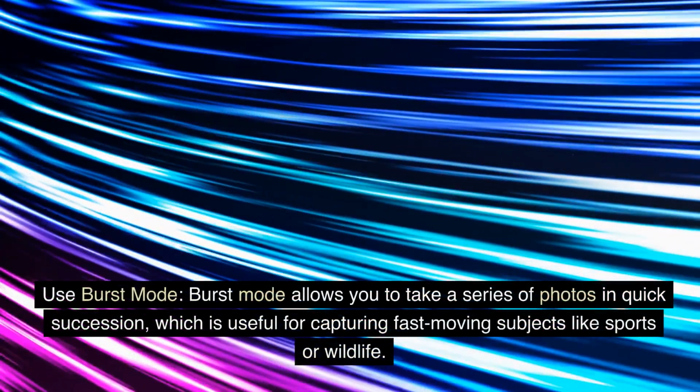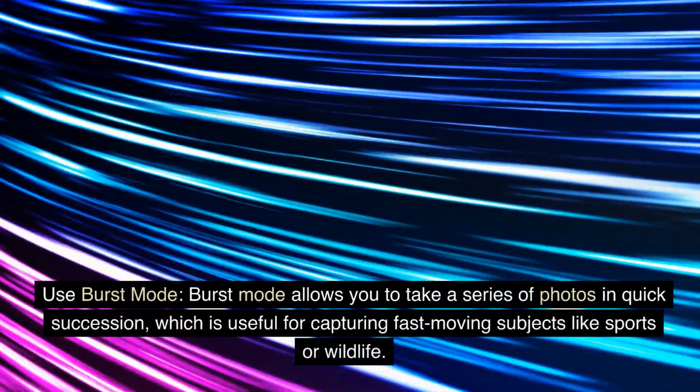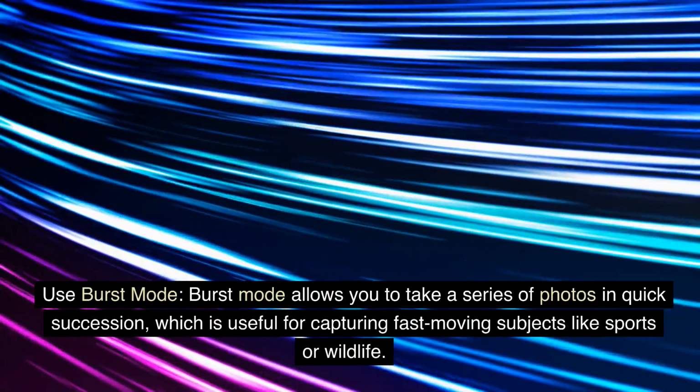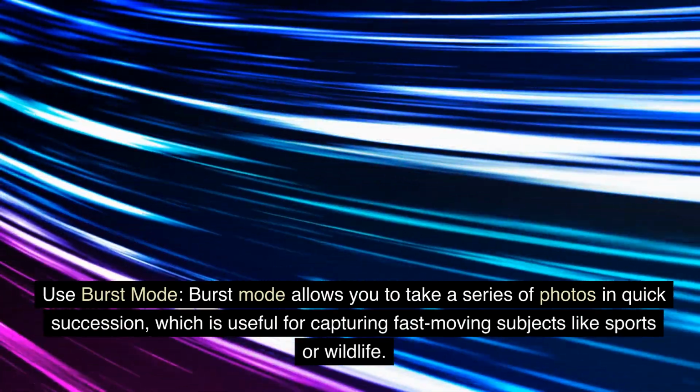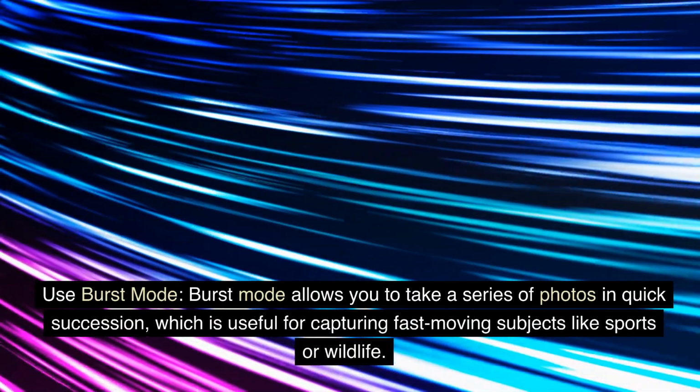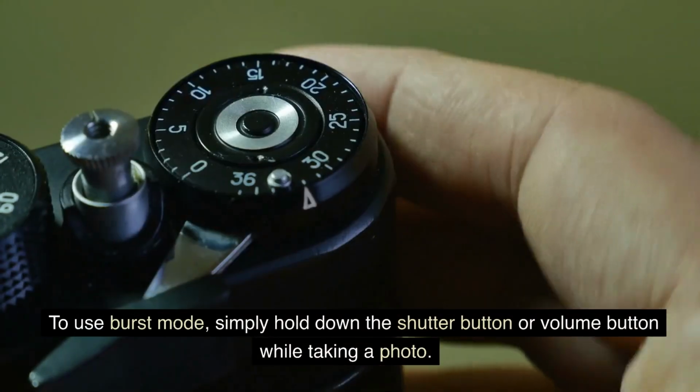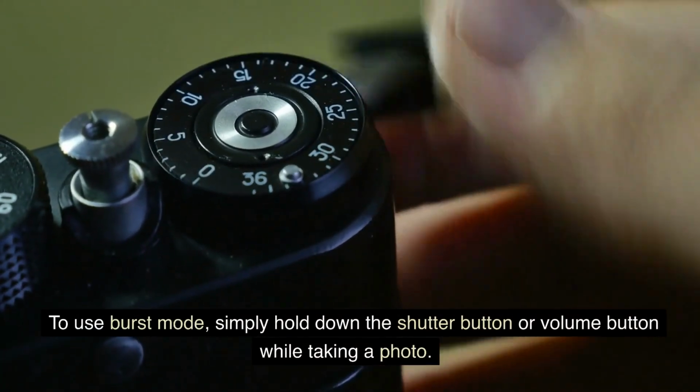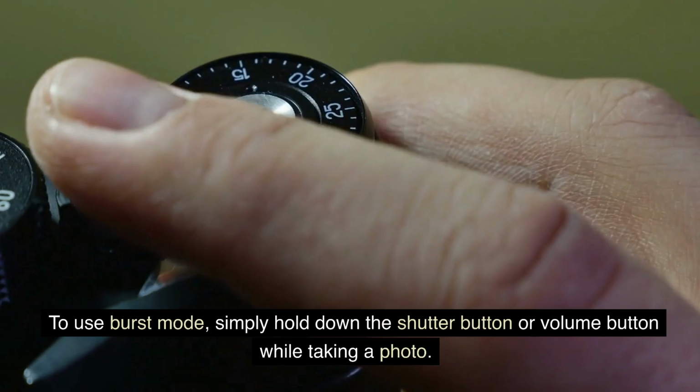Use burst mode. Burst mode allows you to take a series of photos in quick succession, which is useful for capturing fast-moving subjects like sports or wildlife. To use burst mode, simply hold down the shutter button or volume button while taking a photo.